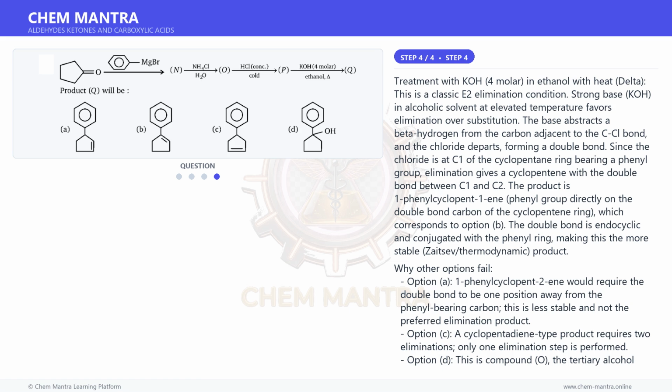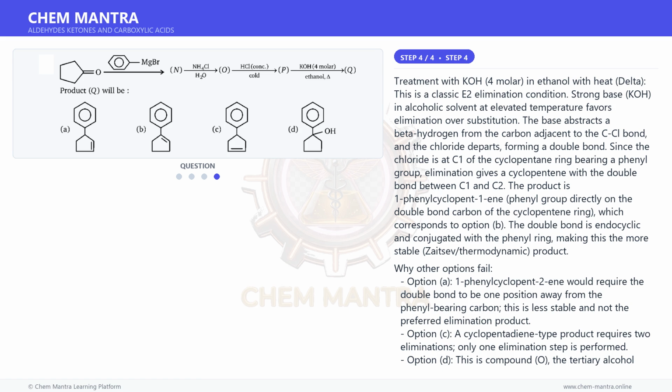The base abstracts a beta hydrogen from the carbon adjacent to the C-Cl bond, and the chloride departs, forming a double bond. Since the chloride is at C1 of the cyclopentane ring bearing a phenyl group, elimination gives a cyclopentene with the double bond between C1 and C2.